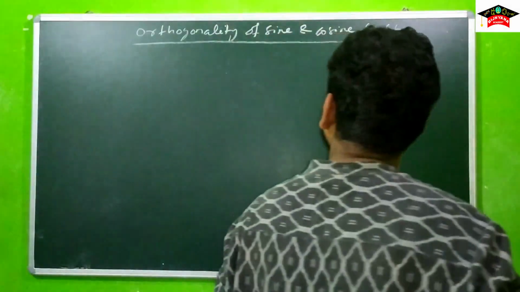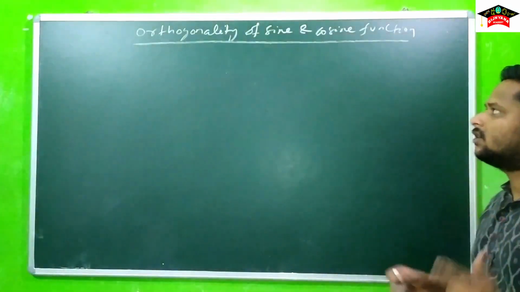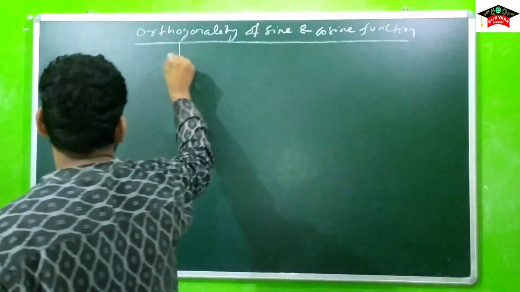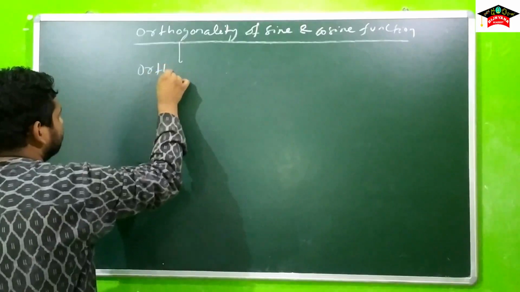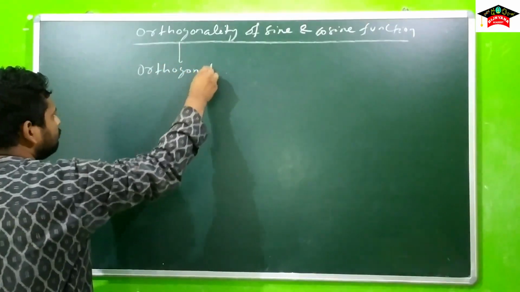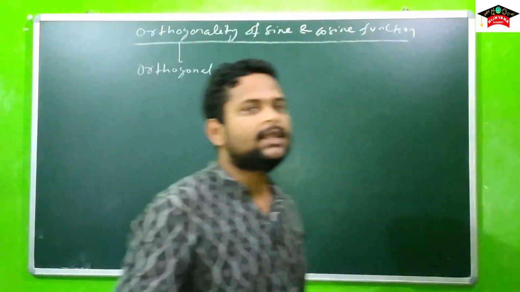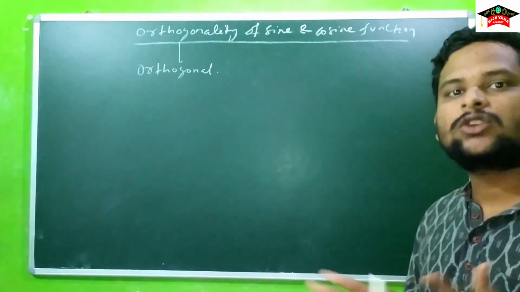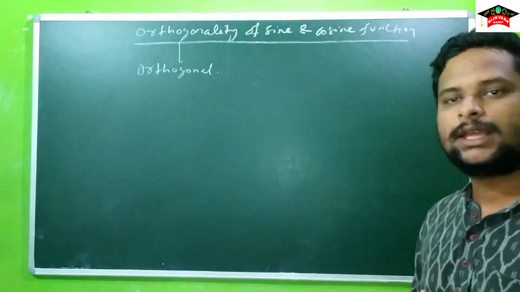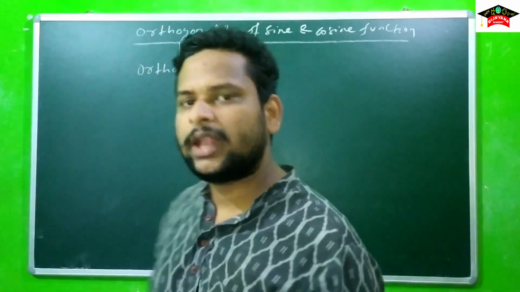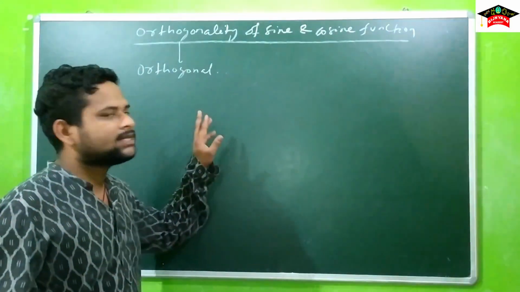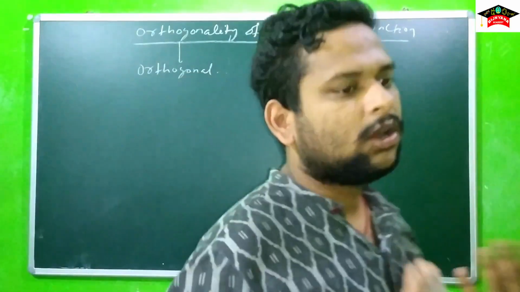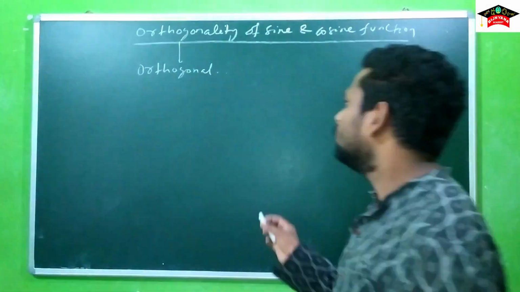To understand the orthogonal property, let us first understand what we mean by orthogonal. Orthogonality comes from the word orthogonal. As you know, orthogonal means anything that is perpendicular to each other. That means if the angle between any two vectors or any two quantities, which belong to some direction, is 90 degrees, then those are called orthogonal vectors or orthogonal functions. So we already know that.